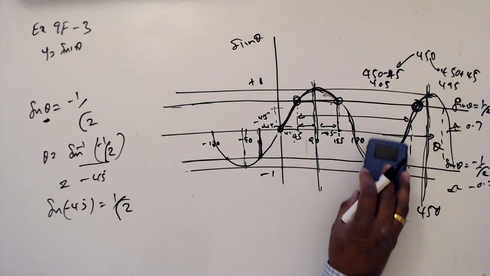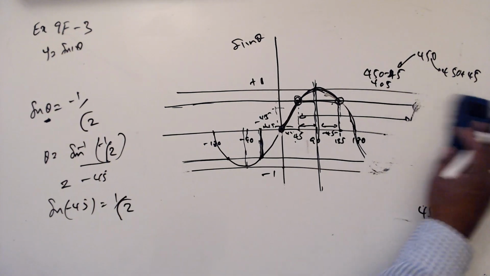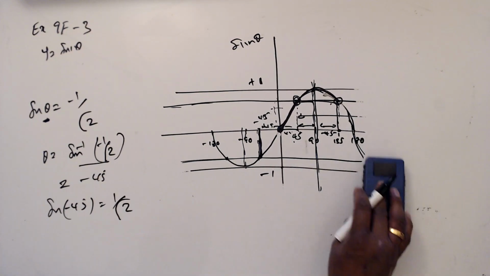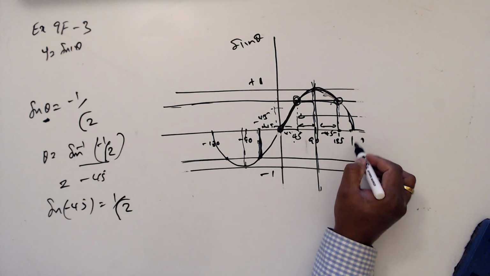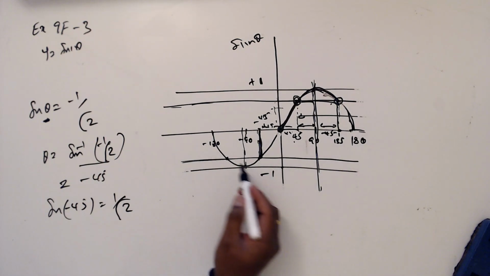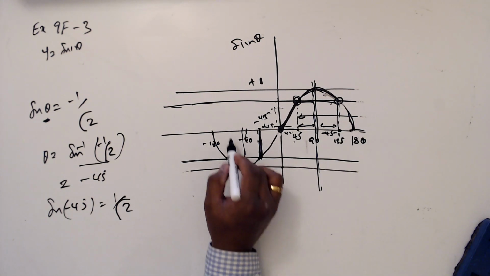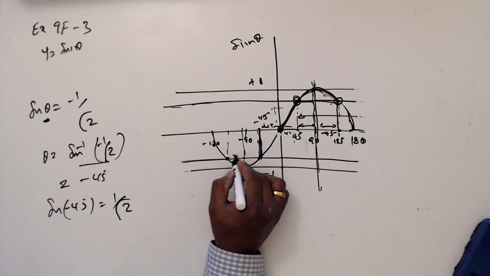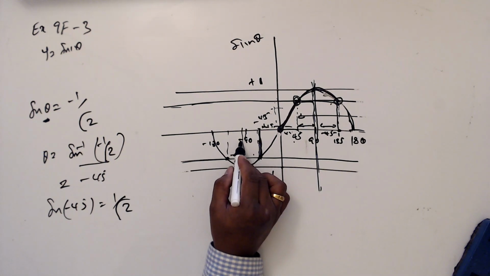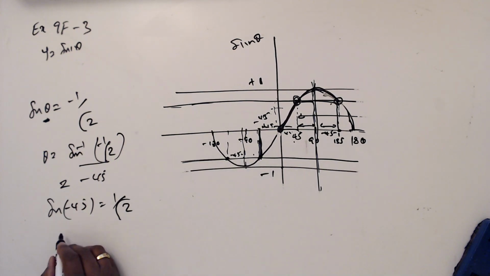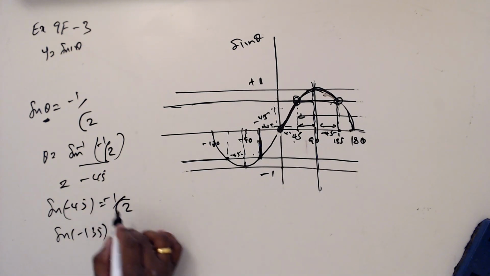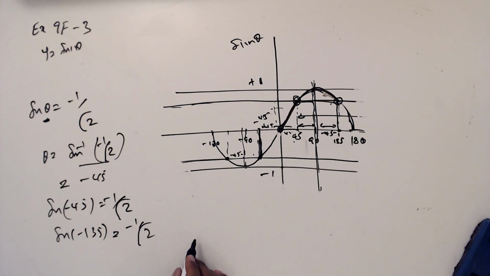So we are not allowed to draw from 180, so I'll clean this graph now. The graph is not here. 180. Right. So one is this one. Can you guess this one? This is 90. Then this length has to be again 45 distance. So minus 90 minus 45. It means sine minus 135 is also minus 1 over square root 2. You can check the calculator as well.